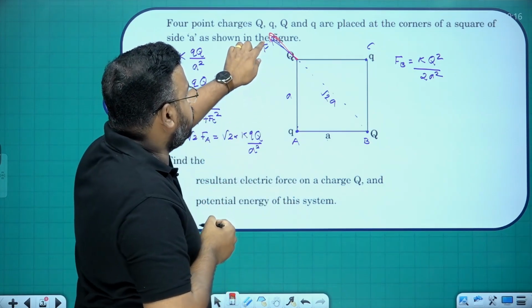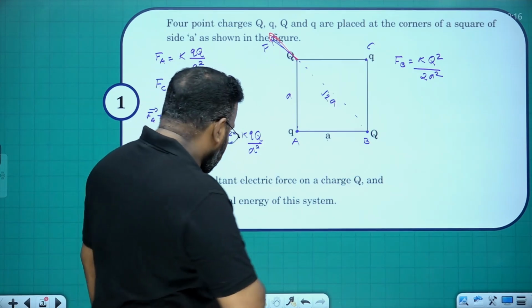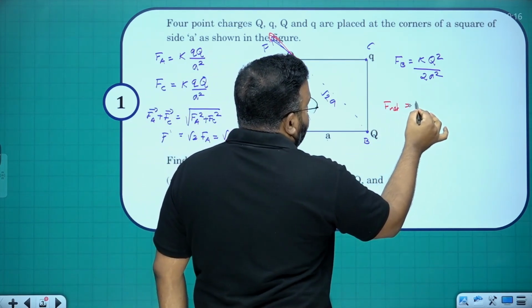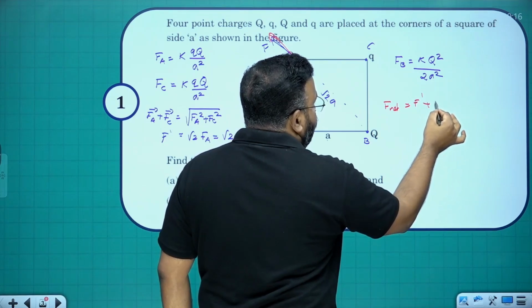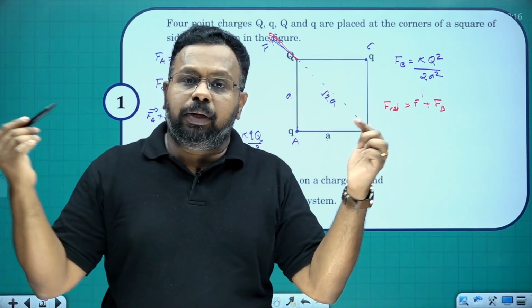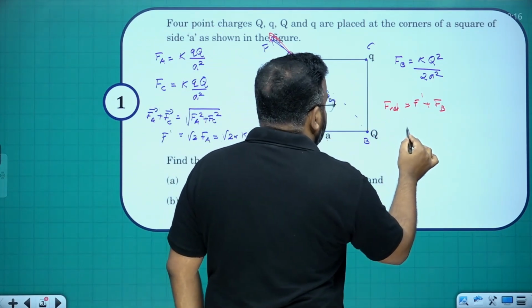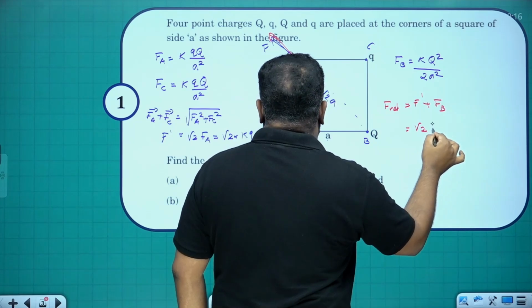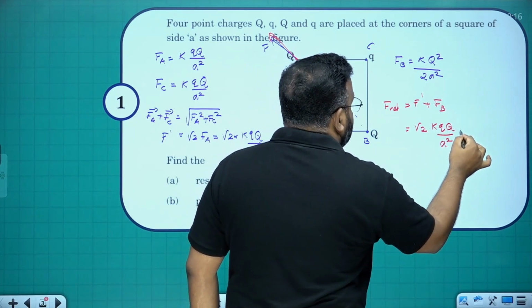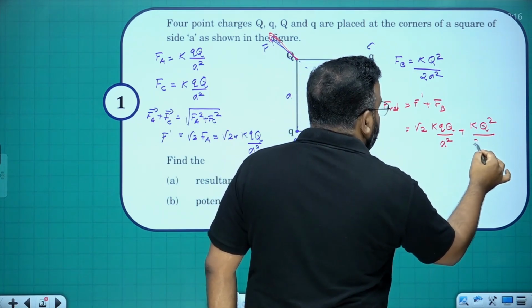Right. Now what you can see is this F dash and that FB are acting in the same direction. Then how can you find the resultant? So the net force acting on that Q will be F dash plus FB. It is basically a vector sum, but here it is simple because both vectors are acting in the same direction. So what is F dash? F dash value we already found here: root 2 times K into Q q by A square. And what is FB? It is K Q square by 2A square.